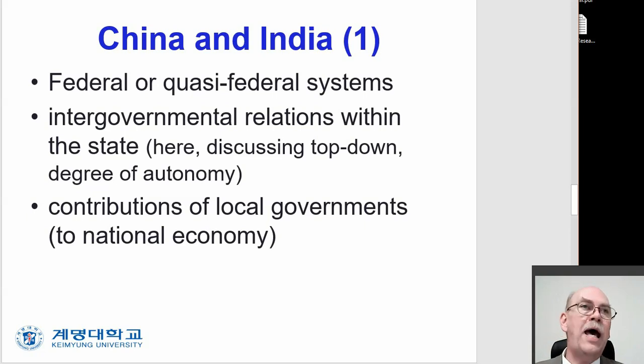And then we have India, which is clearly a federal system. The states have certain autonomy. Again, these were places that ultimately were all pulled together by the British colonizers, but prior to that had a long tradition of being independent countries that fought each other.